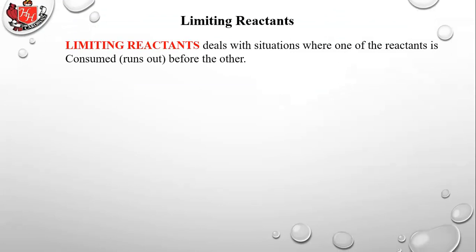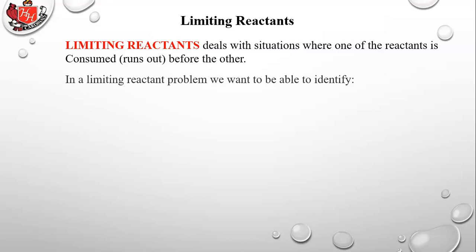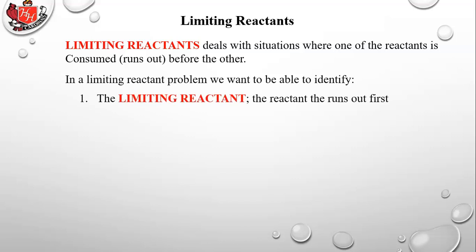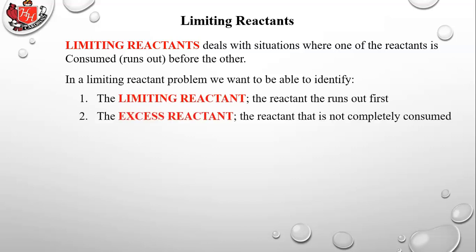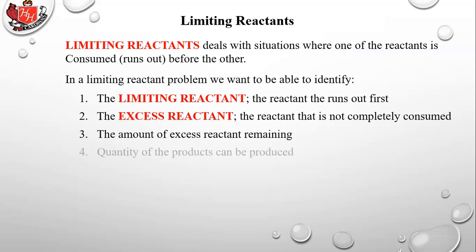So limiting reactants deal with situations where one of the reactants is consumed, that is, runs out before the other. In a limiting reactant problem, we want to be able to identify the limiting reactant, the reactant that runs out first, the excess reactant, the reactant that is not completely consumed, the amount of excess reactant remaining, and the quantity of products that can be produced.